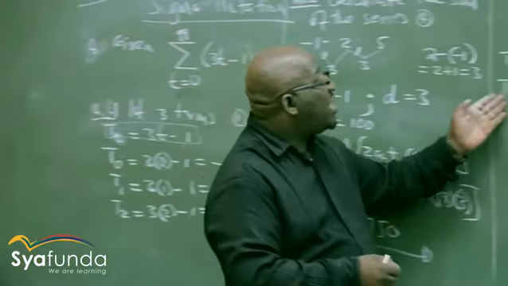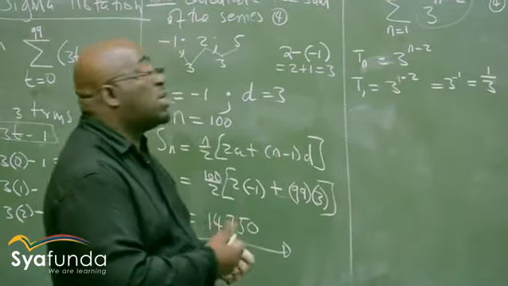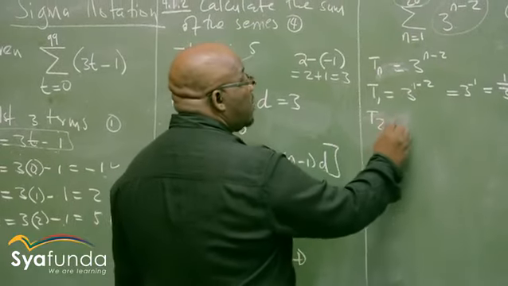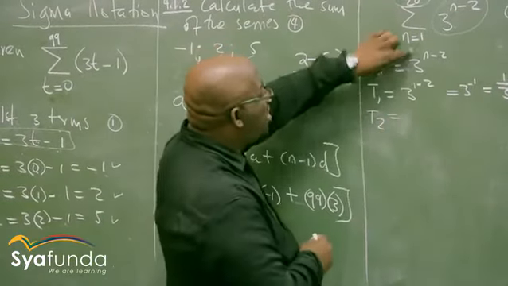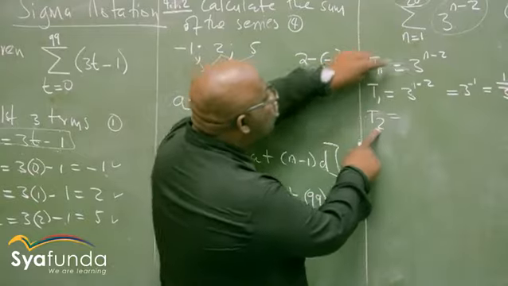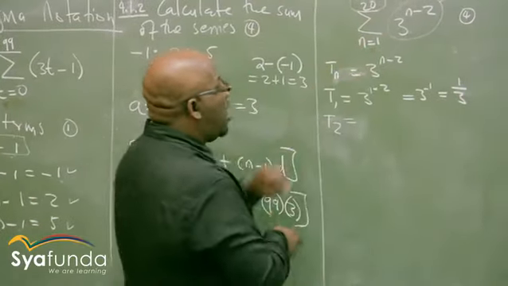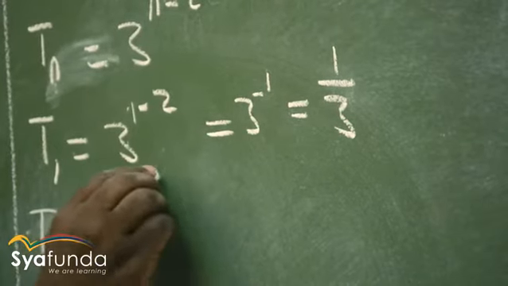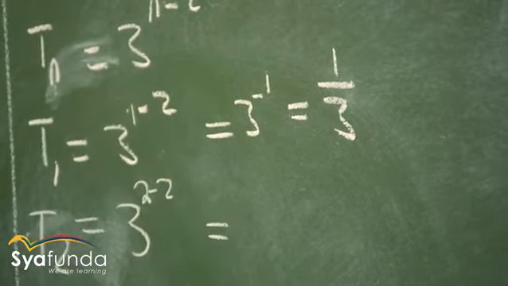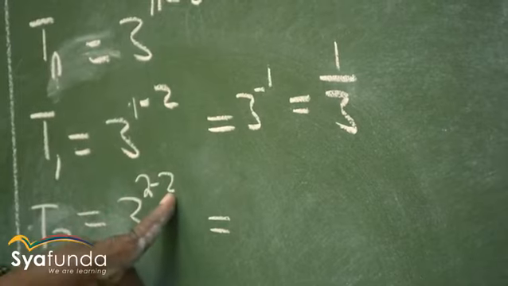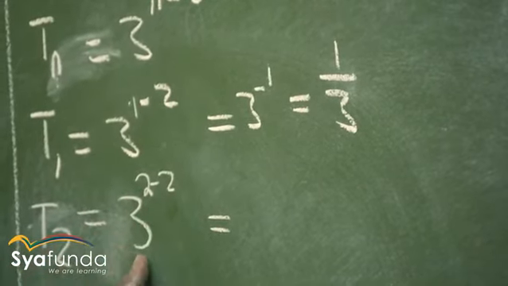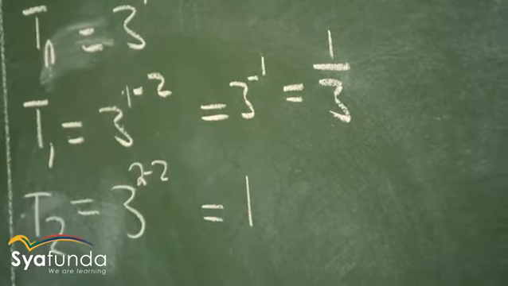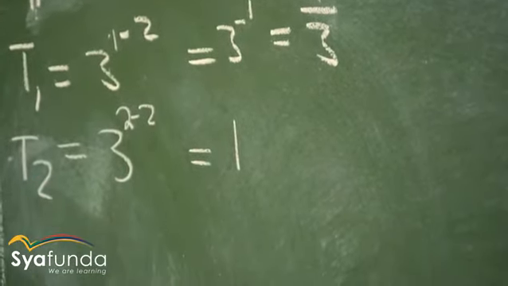Now that we've got our term 1 as 1 over 3, let's find out what our term 2 is going to be. Remember, that is T2. This will be equals to, you go to your general term, where there was n, it's 2. So wherever you see n, you've got to push in 2 now. It's going to be 3 to the power 2 minus 2. What is 2 minus 2? It is 0. What is any number to the power 0? It is equals to 1. So we do have the first two terms now of this sequence that we have.